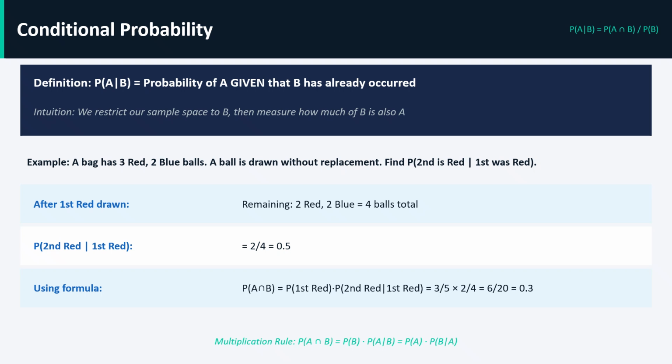Using the formula, probability of A intersection B equals probability of first red into probability of second being red given first is red. That will be 3 by 5 into 2 by 4, which is equal to 6 by 20, that will give 0.3. Here one important rule, the multiplication rule, is there. Probability of A intersection B is equal to probability of B into probability of A given B, which is also equal to probability of A into probability of B given A.